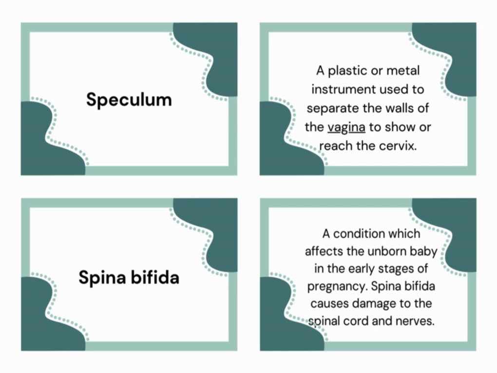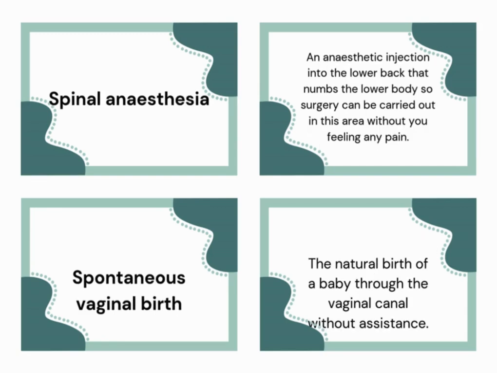Spina bifida causes damage to the spinal cord and nerves. Spinal anesthesia, an anesthetic injection into the lower back that numbs the lower body so surgery can be carried out in this area without you feeling any pain. Spontaneous vaginal birth, the natural birth of a baby through the vaginal canal without assistance.